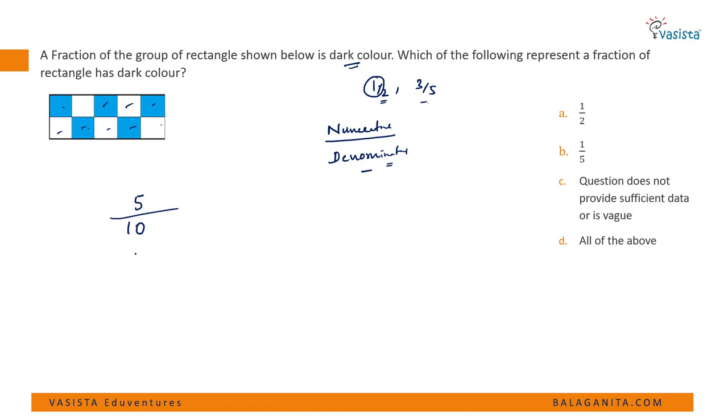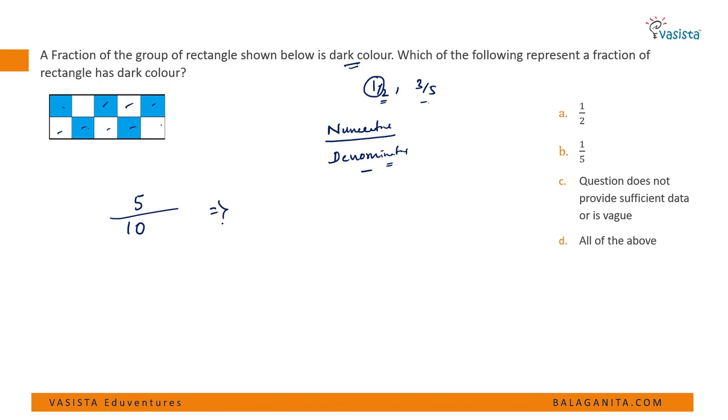Numerator means what? It represents how many equal parts of the whole or collection are taken. So we have taken 5 in this particular rectangle, and the total number of divisions is 10. So it represents 5 by 10.